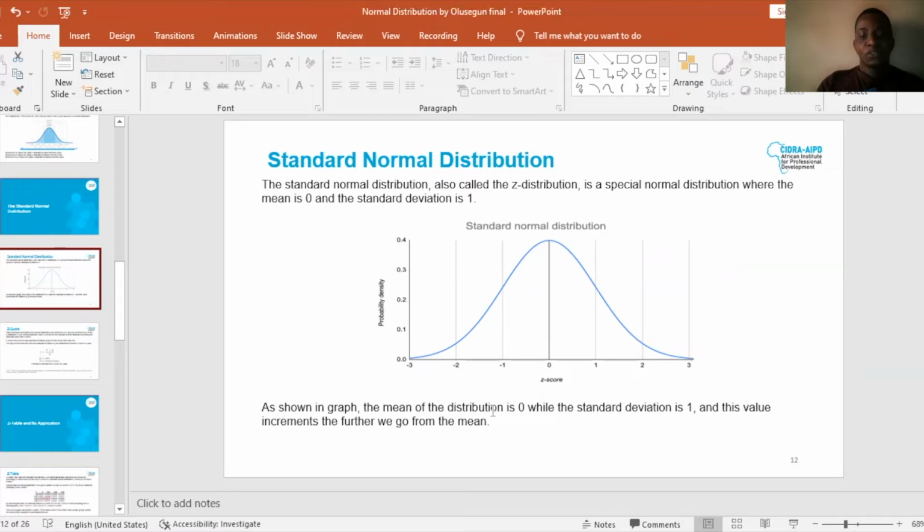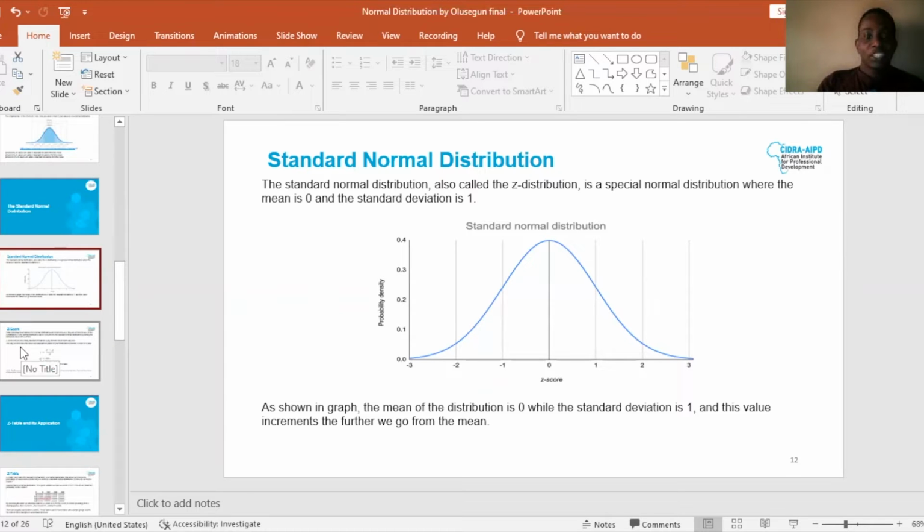As shown in the graph, the mean of the distribution is 0, while the standard deviation is 1, and this value increments the further we go from the mean. As we see here, it increments by 1, 2, 3, and so on. I think that's very clear. To the point, the mean is 0, standard deviation is 1. That's how a standard normal distribution works.